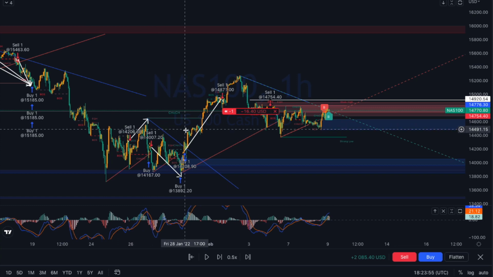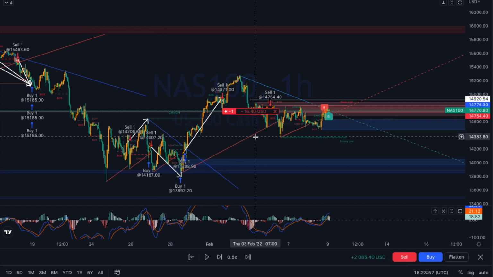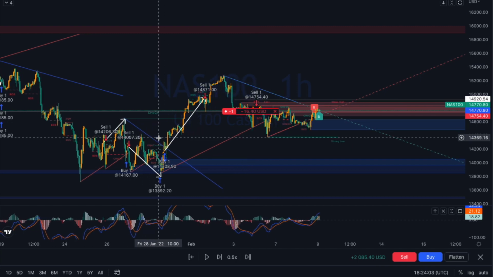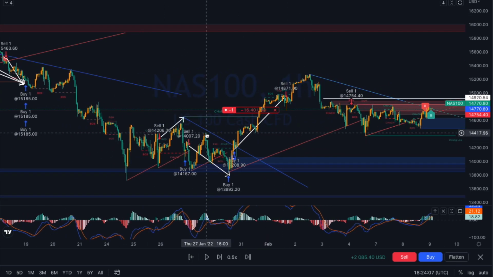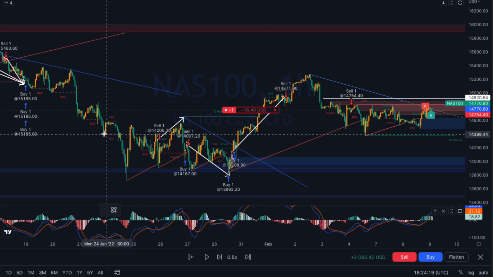Wait, where was it? Because we got it up there. Where is the block? Okay, so we got it down here. Right, yeah, so this is it. So let me just get my little finger jig and find it again. Okay.